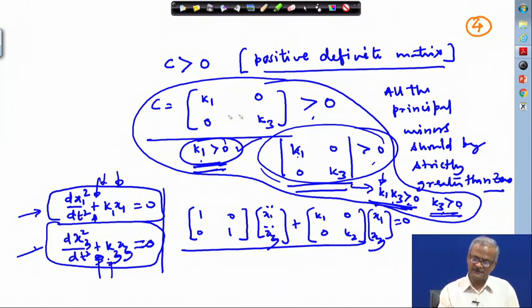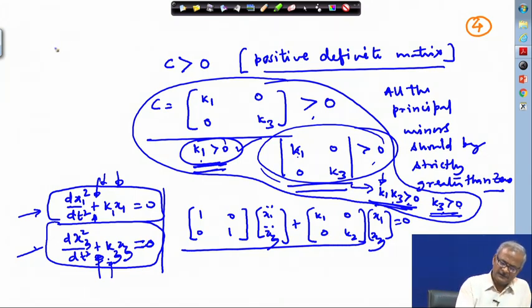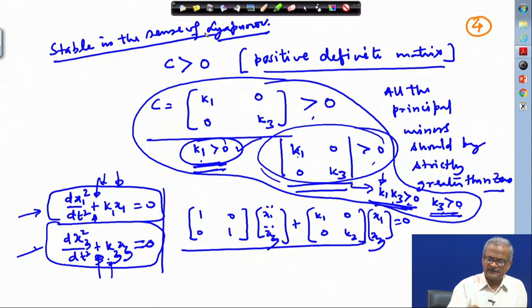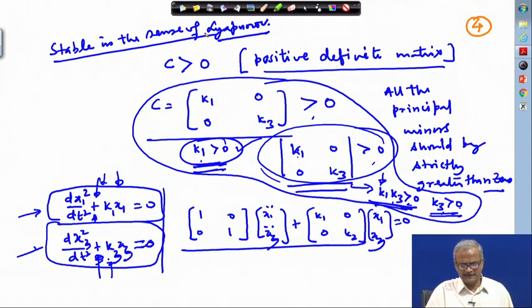So, if your C matrix is positive definite, then your system will be statically stable. This is one way of saying it, otherwise it is better to say it is stable in the sense of Lyapunov. It is more appropriate to say stable in the sense of Lyapunov, because it is a dynamical system. Static stability is always related to the restoring force being available; it conveys only that meaning. So, this system is stable in the sense of Lyapunov.